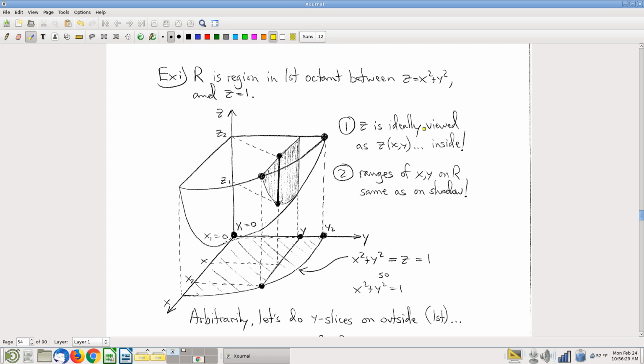Okay, so no particular reason, I guess just to mix it up a little bit, let's do our y slices first, right, on the outside to remove ambiguity. In the slicing process, let's do y slices first. Here's what it looks like. There's your range of values of y. Here's, if you will, your first y slice. Here is a generic y slice, and then here's the very last y slice.